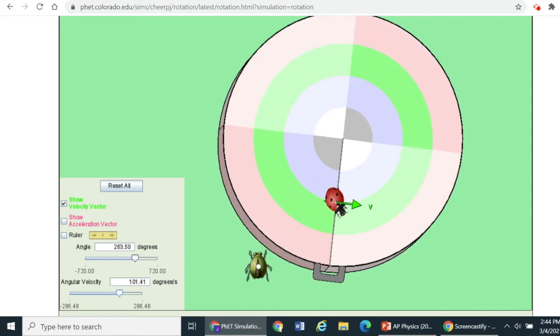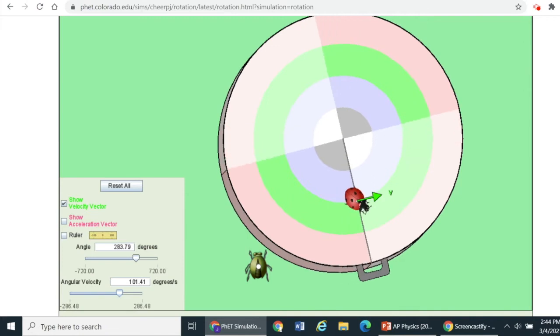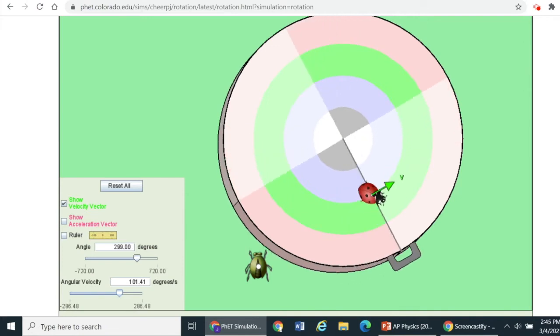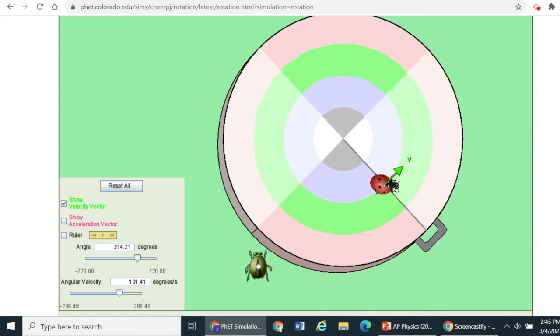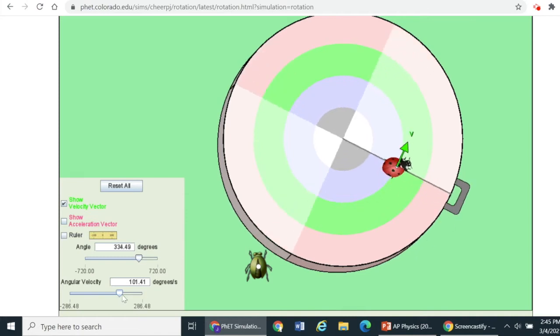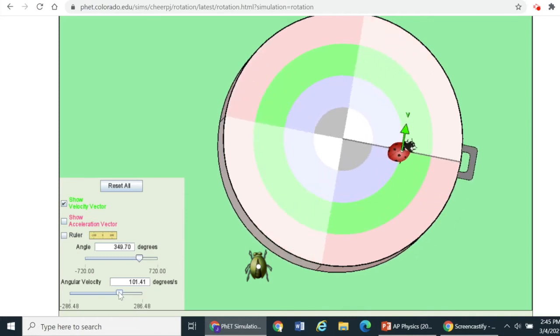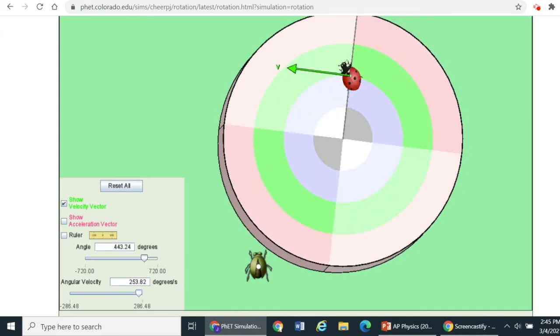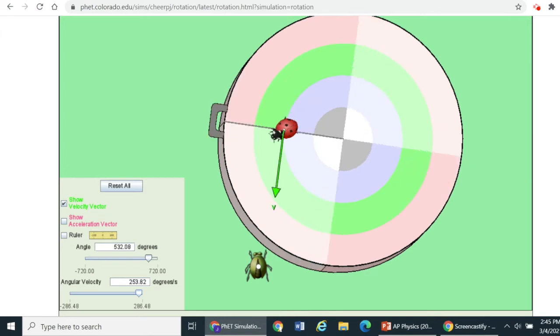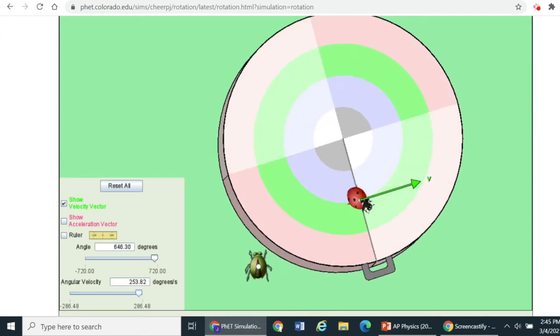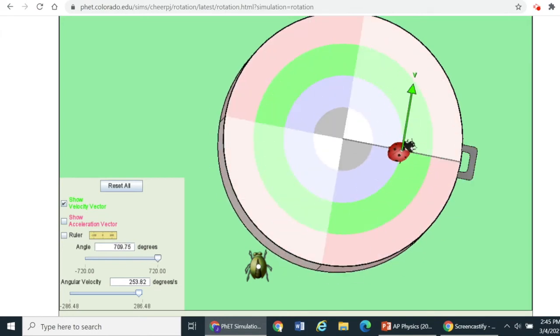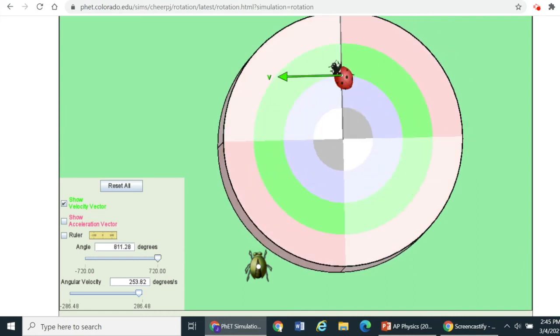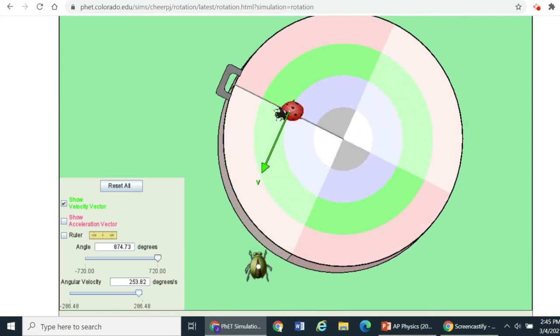I want you to pay very close attention to the length of that velocity vector. What happens to the length of that velocity vector when I increase the angular velocity? That's the first question. And I think what happened is pretty obvious. When we increase the angular velocity, what we see is that the linear velocity, or the tangential velocity, increases.